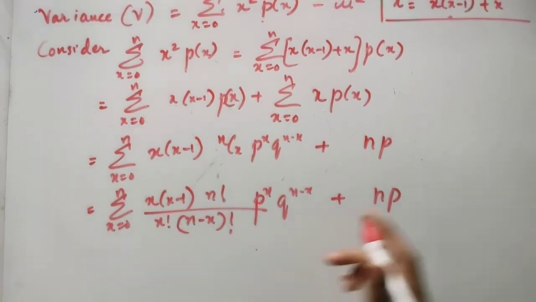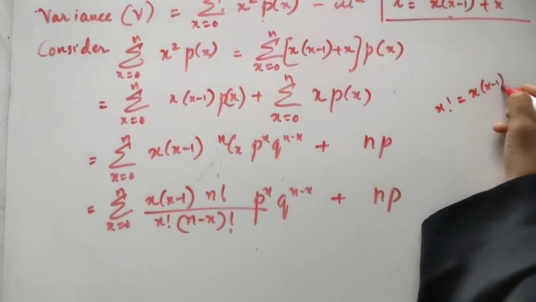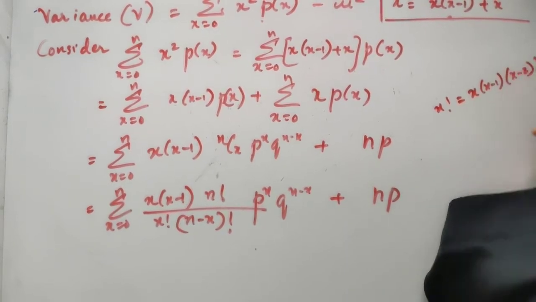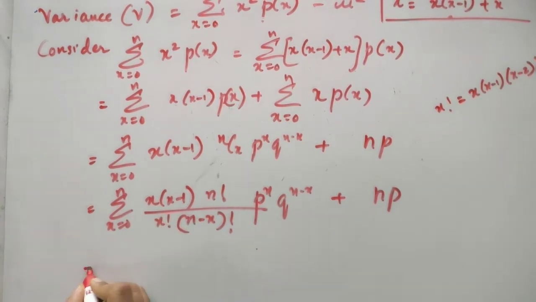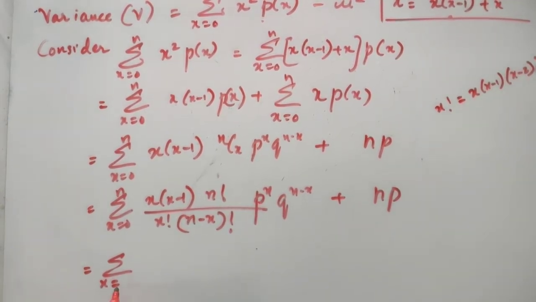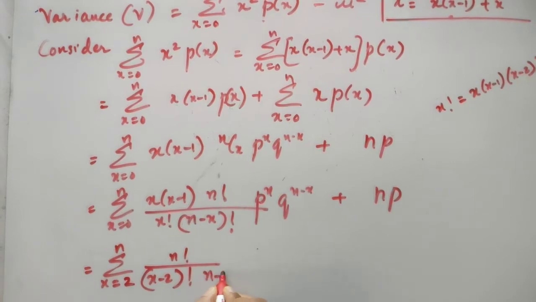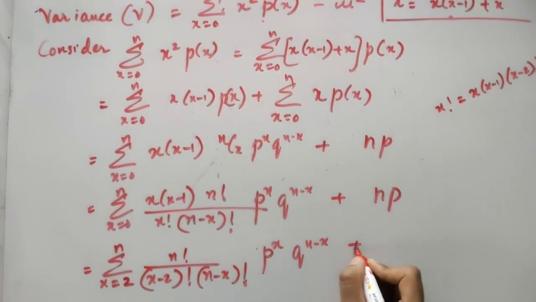Now x factorial can be written, as I told you, as x into x minus 1 into x minus 2 factorial. So x into x minus 1 from the denominator and from the numerator will get cancelled. When you cancel it, you will have x minus 2 in the denominator, so you cannot take x varying from 0 to n. You have to take x varying from 2 to n. So you will have n factorial divided by x minus 2 factorial, n minus x factorial, p raised to x, q raised to n minus x, plus n into p.